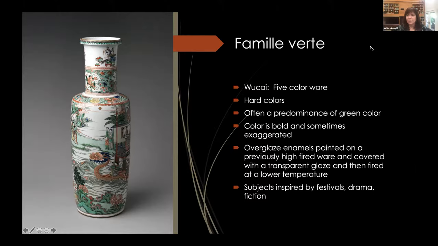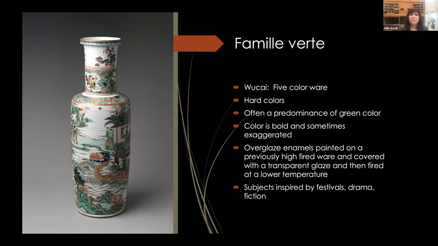And it often has been called five colorware. And again, another designation for it is hard colors. And this five colorware was happening prior to the Qing Dynasty. So in the Ming Dynasty, you had wares like this. And by the way, five colorwares, we might want to consider it more multicolor wares, not necessarily five specific colors.